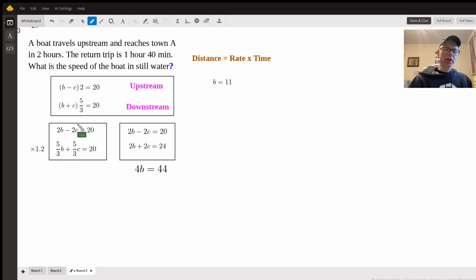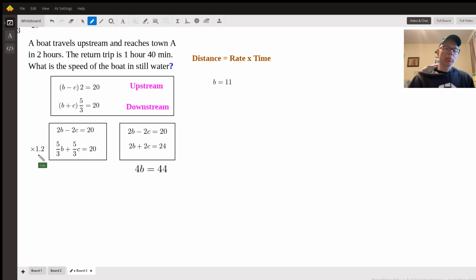That gives us the two equations down here, 2b minus 2c equals 20, and 5/3 b plus 5/3 c equals 20. Now, we're angling toward the elimination method, which means we're going to try to eliminate one of these two variables so we can just concentrate on one. In this case, we want to concentrate on b. So it would be very nice if we could do something to change these two coefficients of 5/3 into also 2s, like they are in the upstream equation.